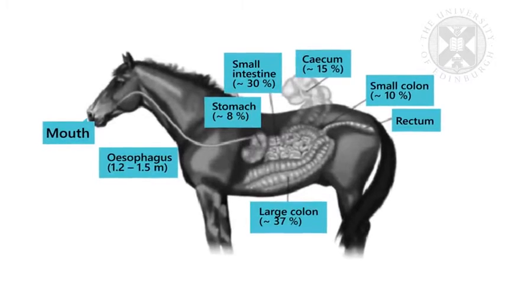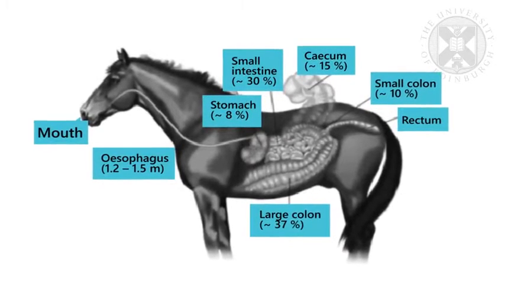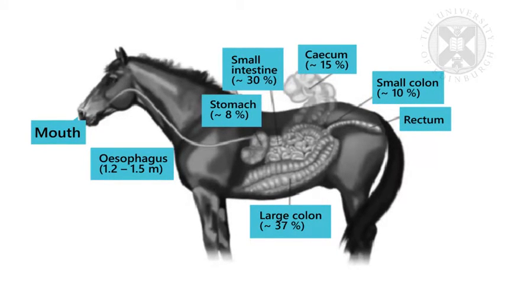Once the feedstuff has been swallowed, it will travel from the mouth down the esophagus and into the stomach. The esophagus itself is around 1.5 metres long, lined with squamous epithelium, and has a tight sphincter at either end, which prevents food moving from the stomach back into the esophagus.